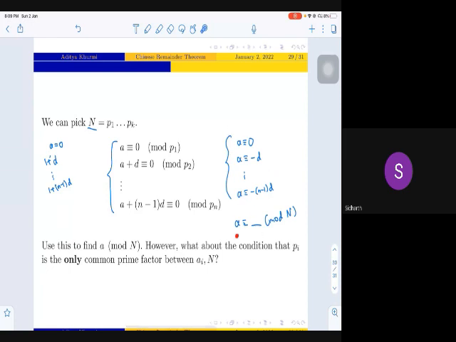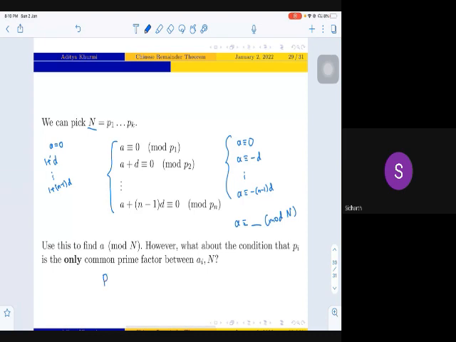So we have the system, we would have a solution, a is congruent to something mod n. So this ensures that p_1 cancels out in the first fraction, p_2 cancels out in the second fraction, and so on. The second thing we want is that p_i is the only common prime factor between a_i and n.